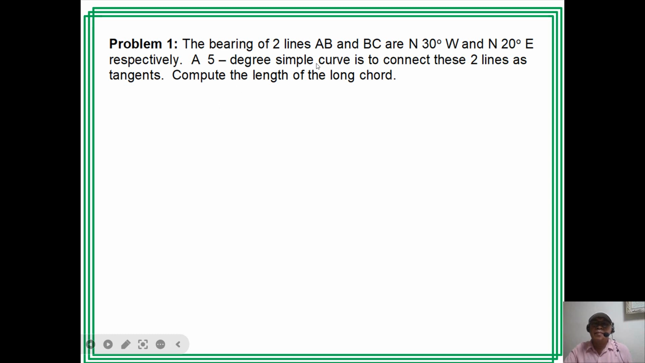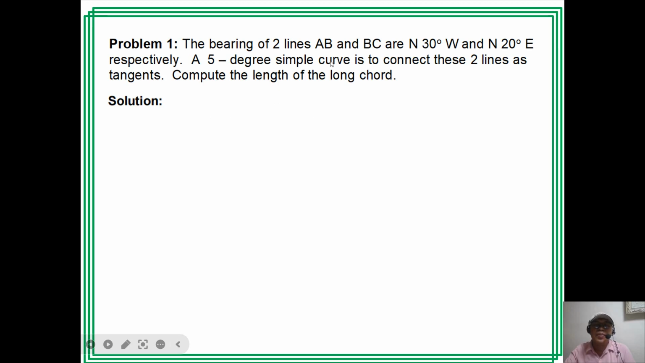Sample problem number 1. The bearing of two lines AB and BC are north 30 degrees west and north 20 degrees east respectively. A 5 degree simple curve is to connect these two lines as tangents. Compute the length of the long chord.